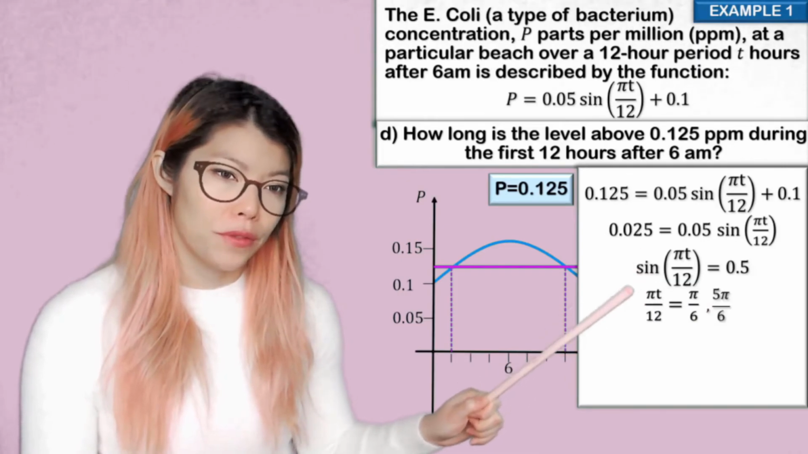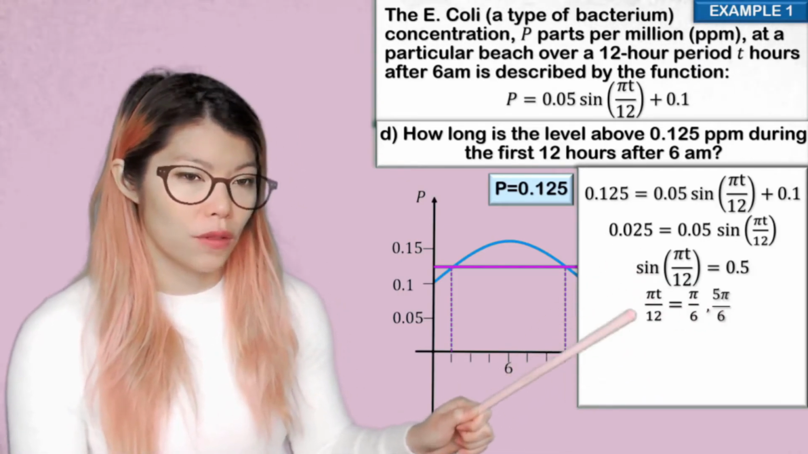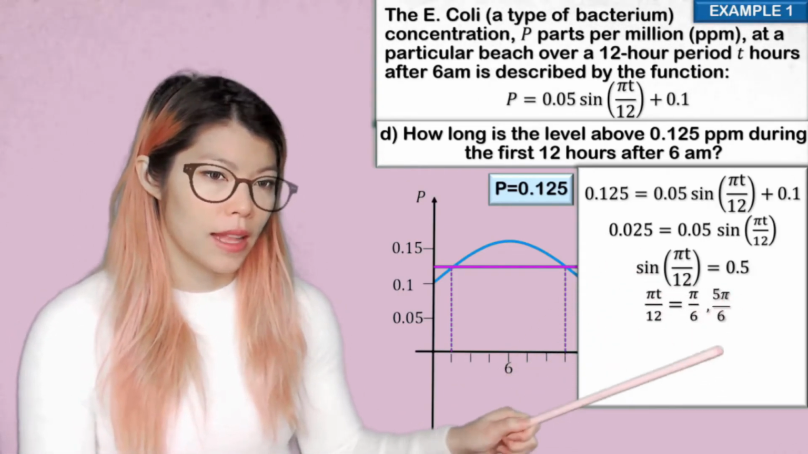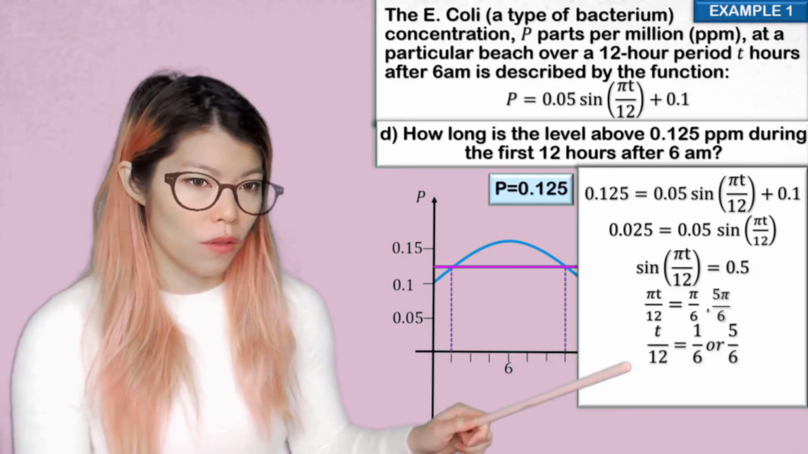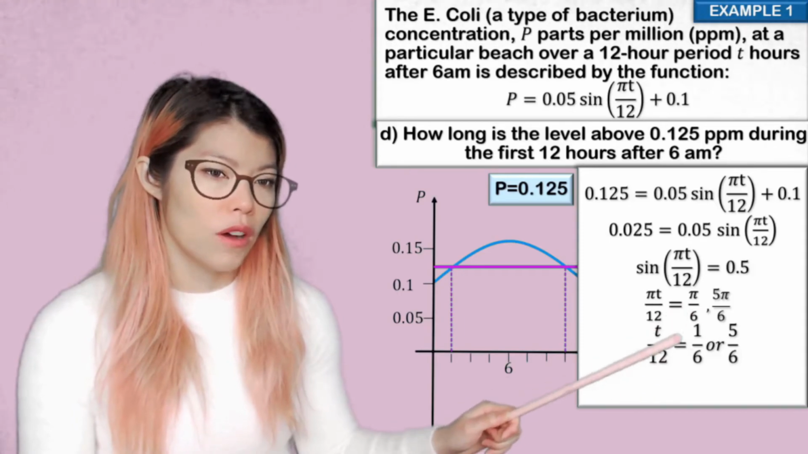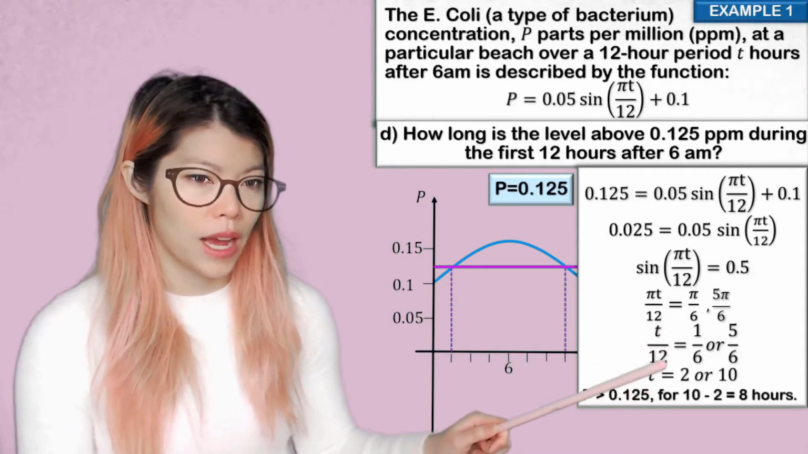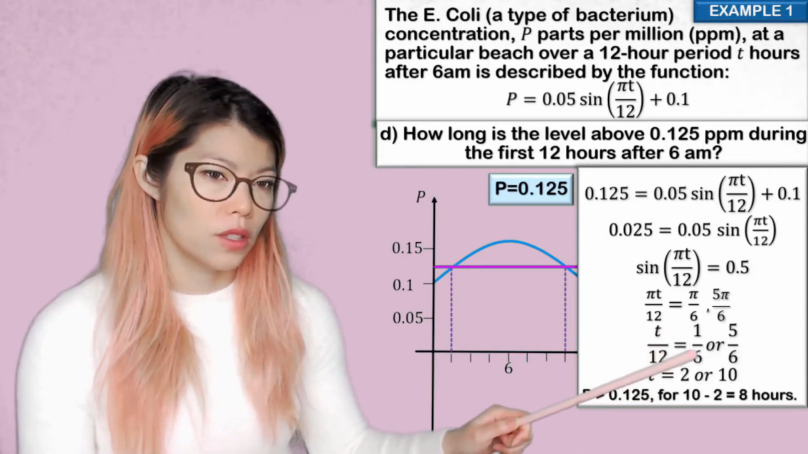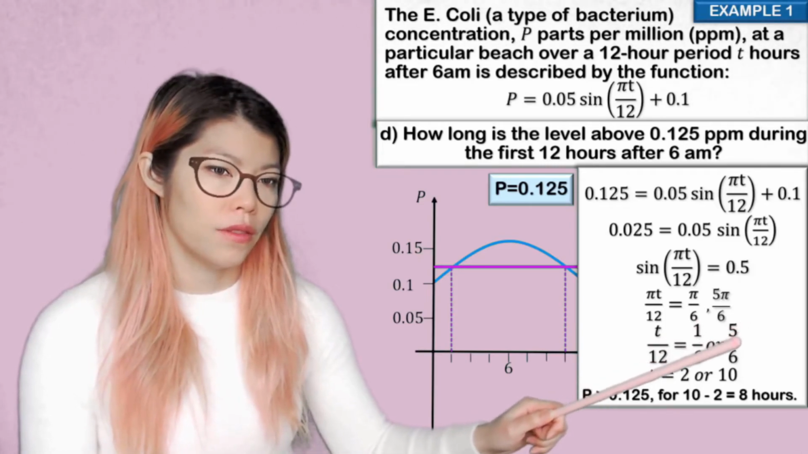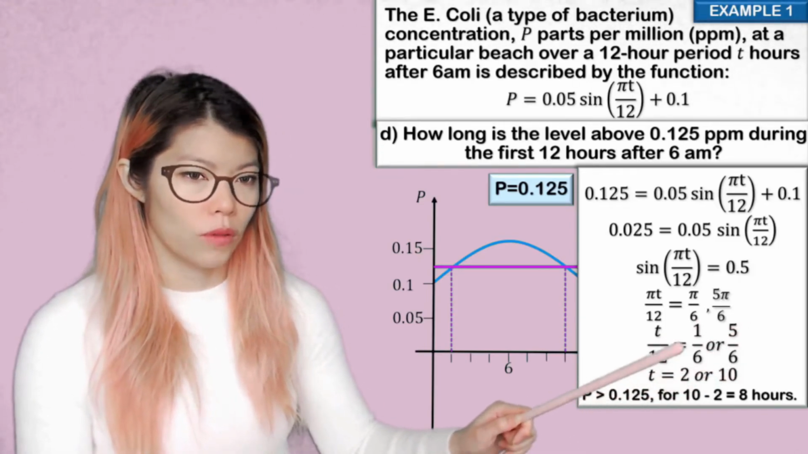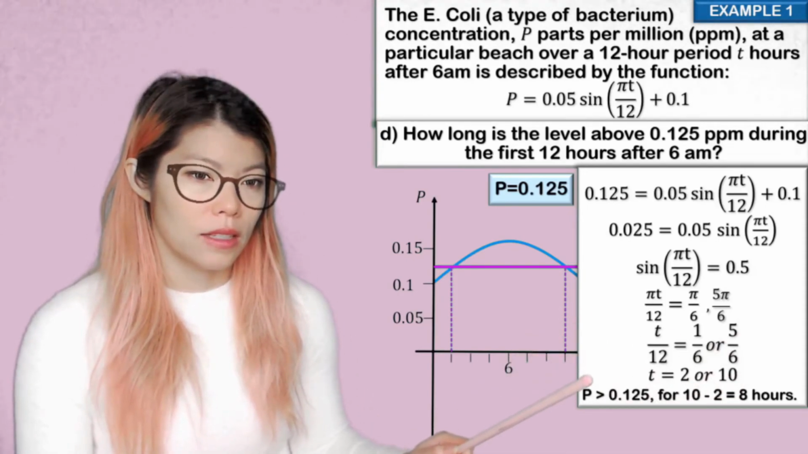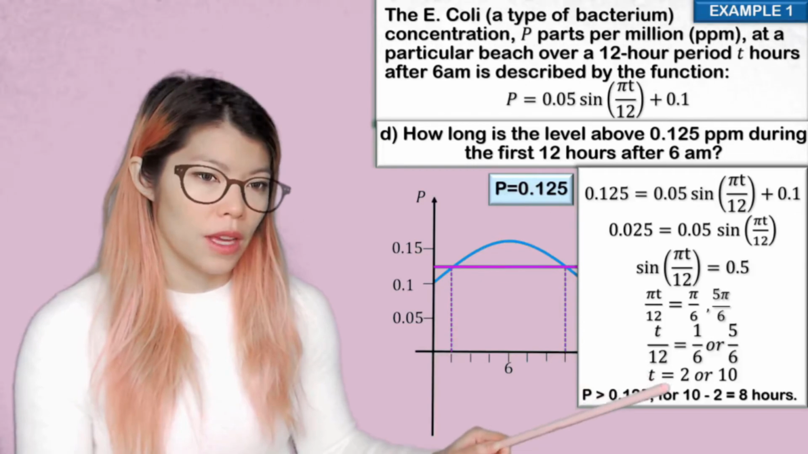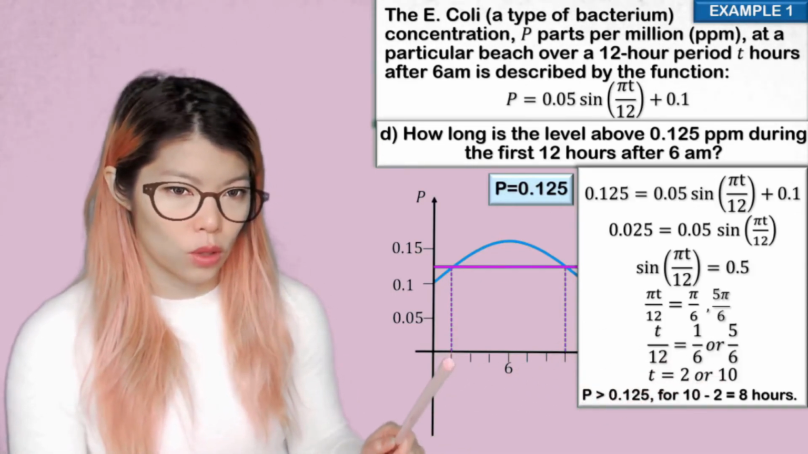So now, how do I solve for t? Now that I've got my solutions, I can solve for t. So cancel out the common factor pi, and then we have 12 left. So how do I get rid of 12? Multiply 12 on the other side. So 12 over 6 is 2, and 12 times 5 over 6 is 10. 12 times 5 is 60, 60 over 6 is 10. So P is greater than 0.125 between 2 and 10. So that's 2 and that's 10.